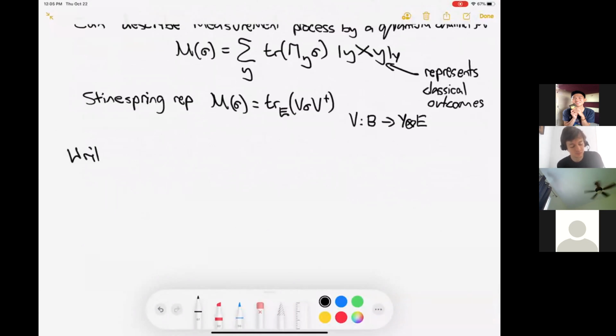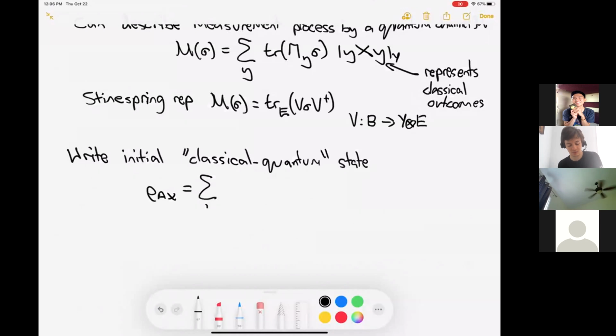So we can write the initial classical-quantum state. This is a hybrid state that includes both the classical message X that we're trying to send and the state rho X that's being prepared, as rho AX, the sum over X of P of X, which in this case is just equiprobable over X, of the state rho X that Alice prepares, that's system A, tensor X. So this is a state that knows that if the message you want to send is X, then Alice prepares rho of X.